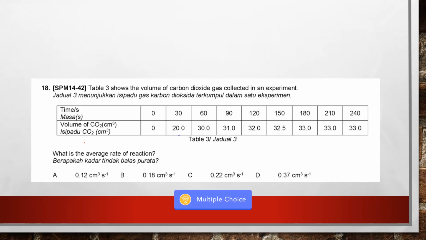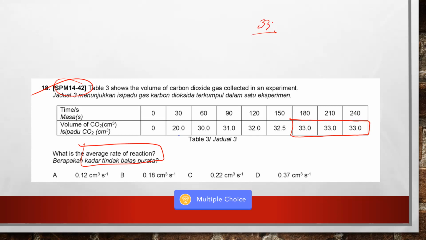When teacher has average, and I'm giving you all SPM based questions, when teacher has average rate of reaction, the first thing I need to do is, they never tell me from what time to what time, not 30 seconds to 60 seconds, never. They just gave me like this. What I need to do is, first thing I go and see where the volume has become constant. I know my volume becomes constant at 33. So I'm going to write down 33.